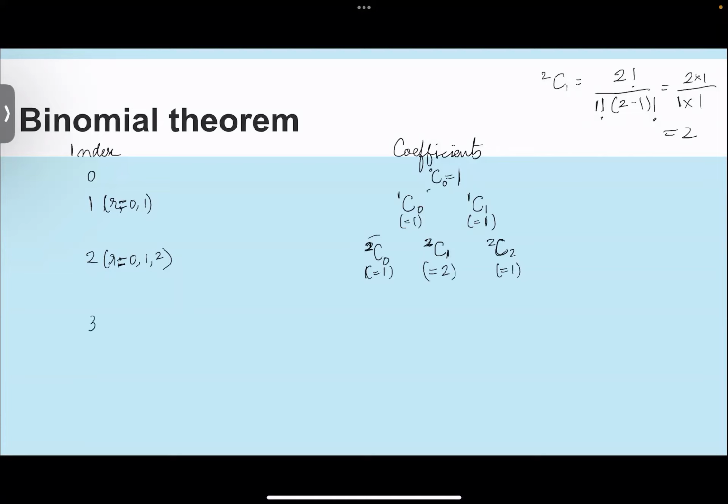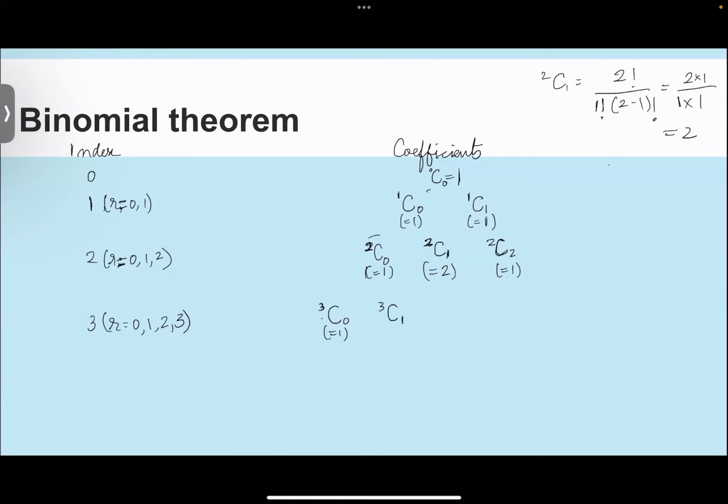Then the third one that we have, if your index is 3, your r is going to start from 0, go to 1, 2, and 3. So the first coefficient will be 3C0. Now this will again be 1. And the next one will be 3C1.